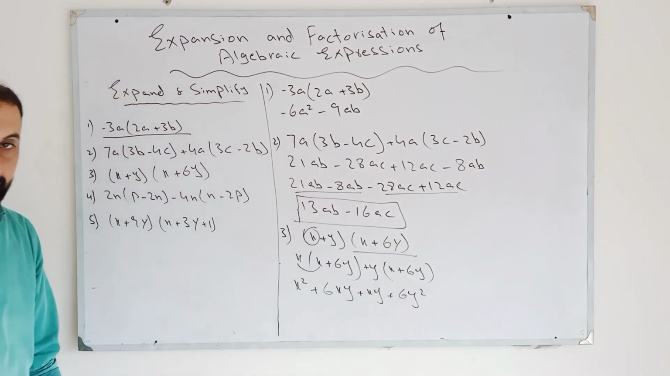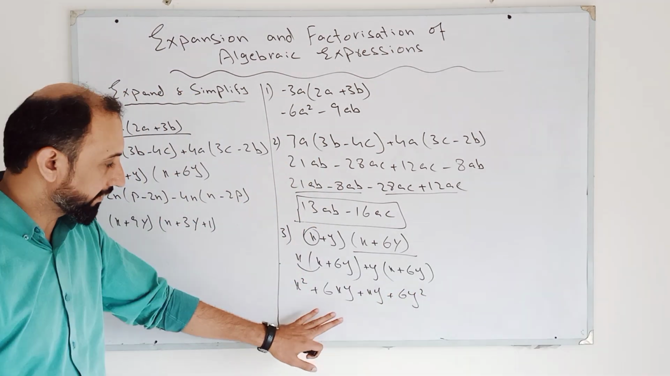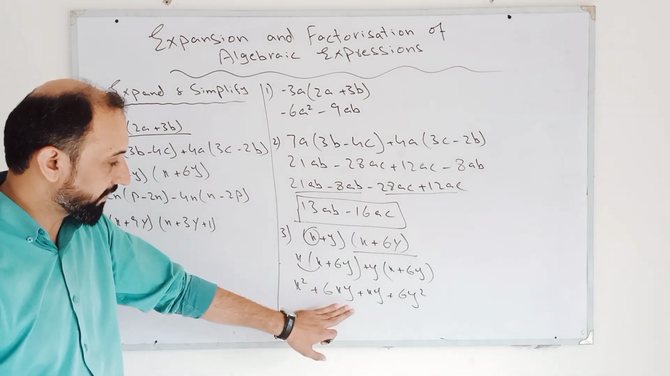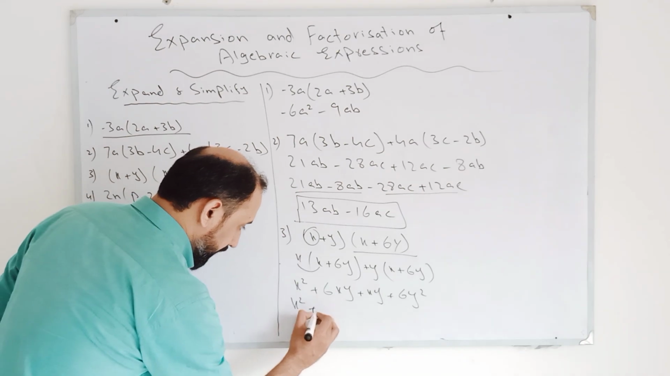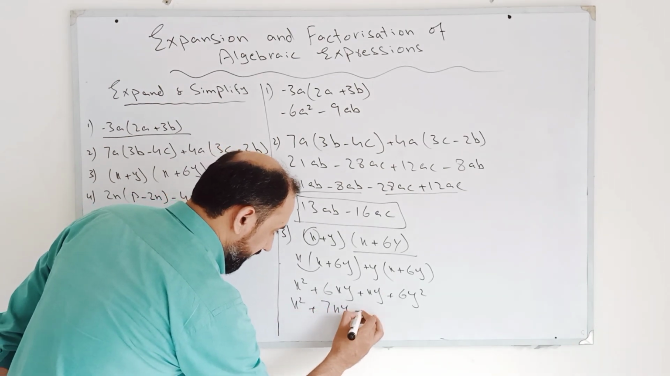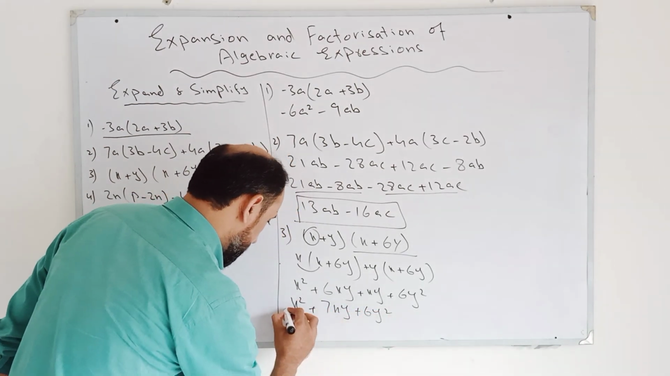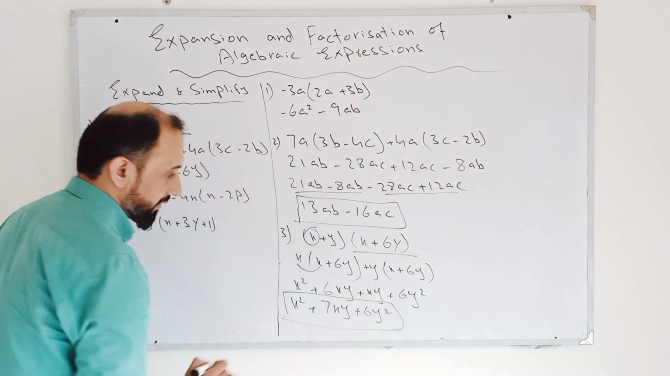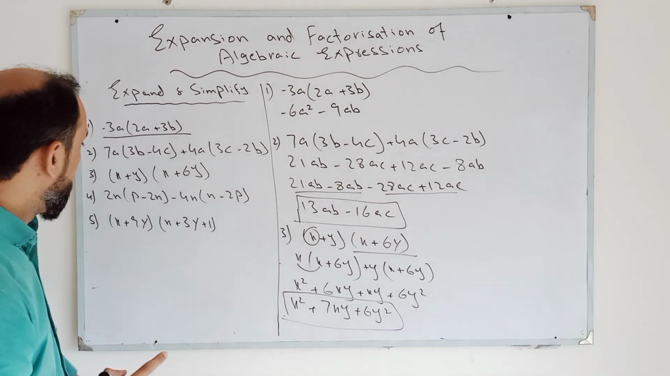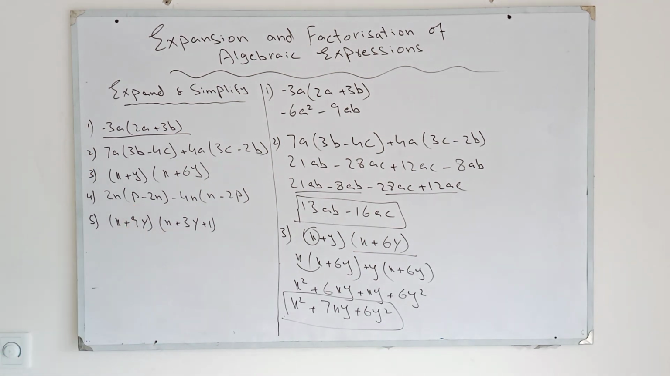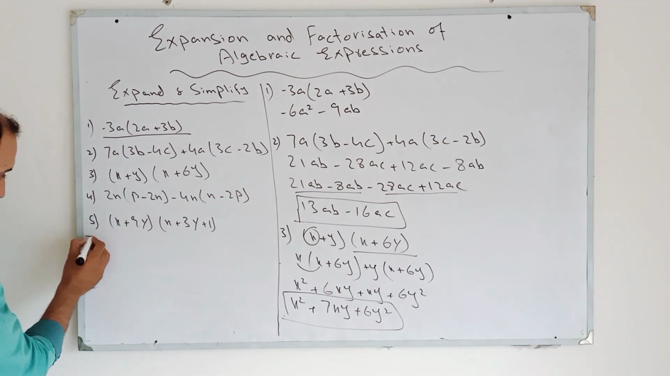So now we put together the like terms. Just like this, 6xy plus 1xy, so x squared plus 7xy plus 6y squared. So this is the answer. You have to expand and simplify question number 3. Move on to question number 4.